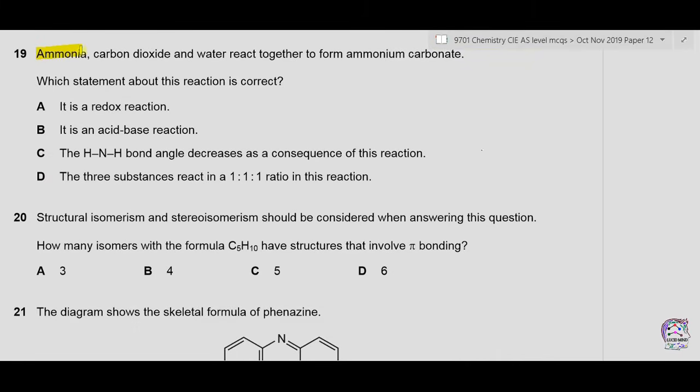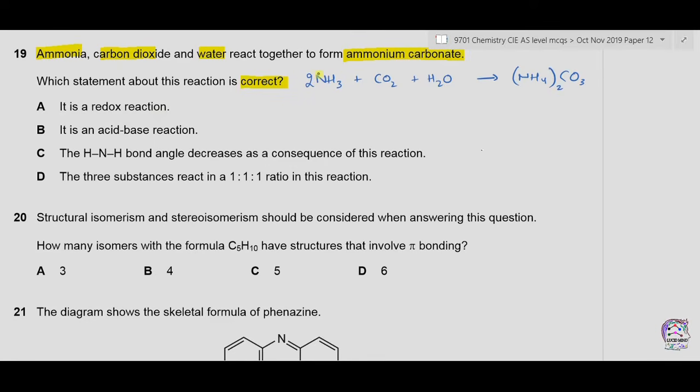Question 19. Ammonia, carbon dioxide and water react together to form ammonium carbonate. Which statement about this reaction is correct? Let's first write the chemical equation. We have ammonia, carbon dioxide and water. Ammonium carbonate is formed. A. It is a redox reaction. Let's find the oxidation states.